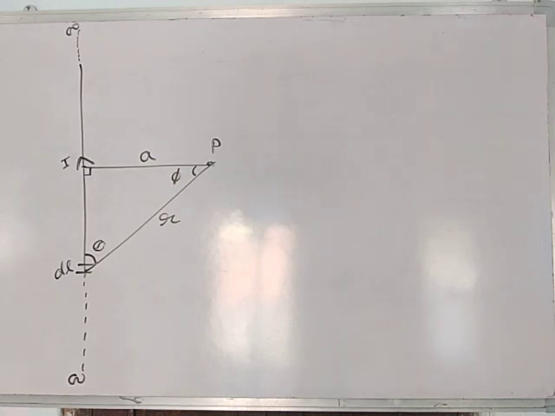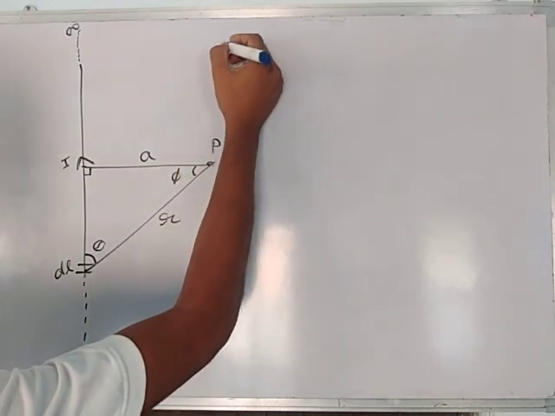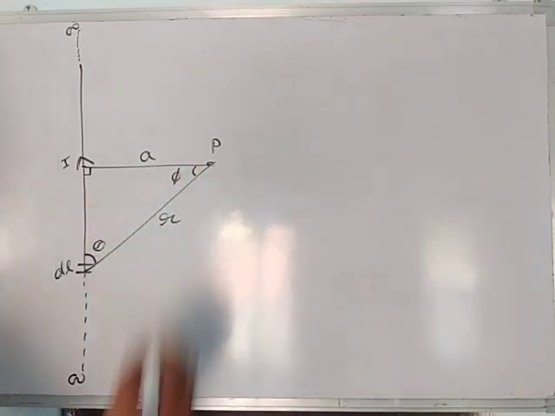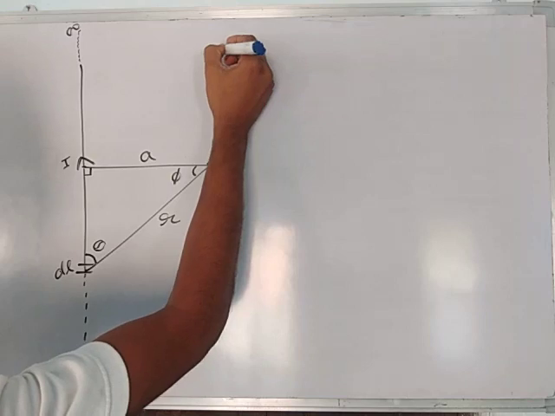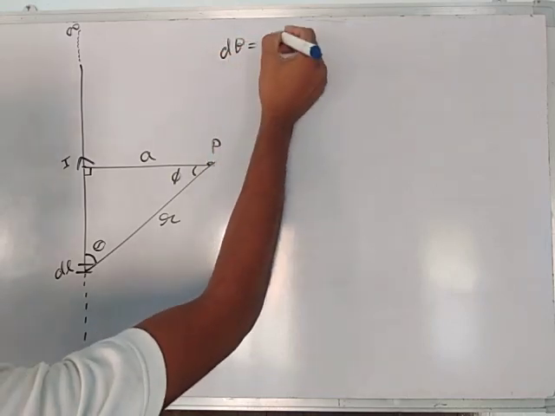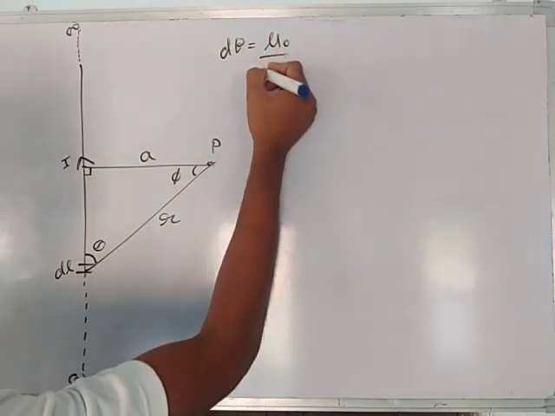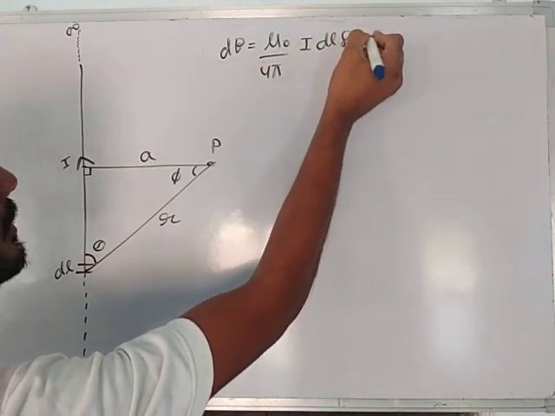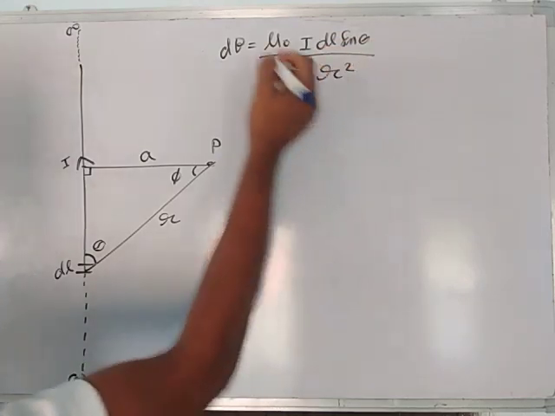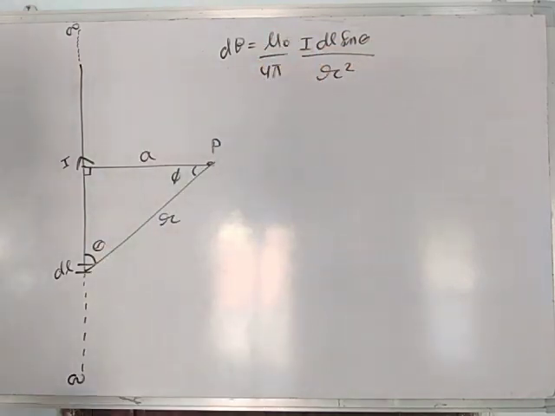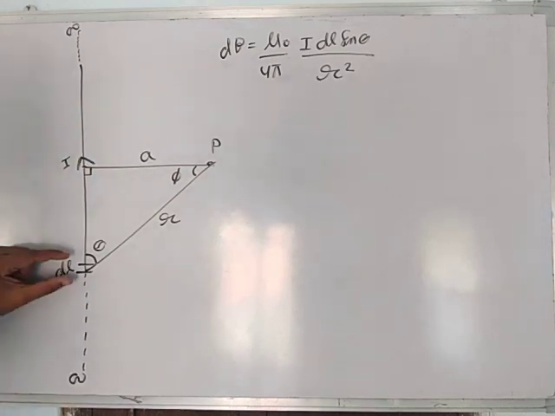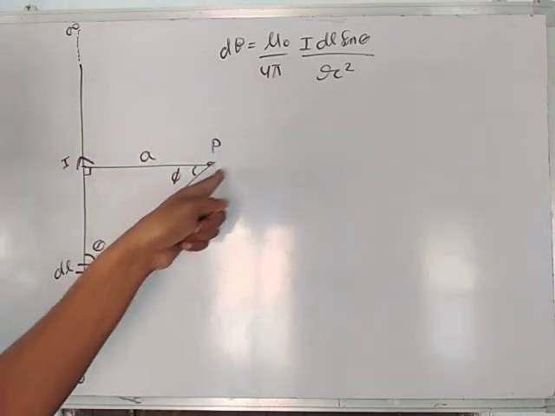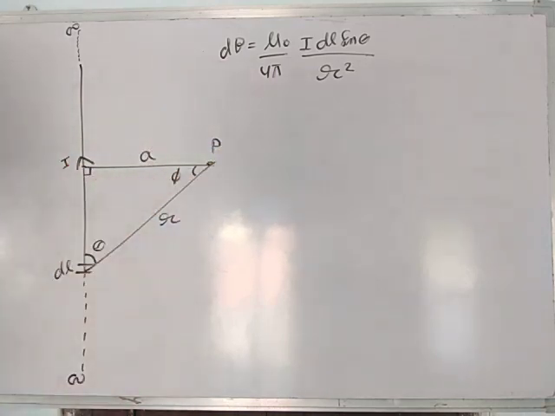Students, let us start our derivation. Magnetic field due to this small element dl at point P will be dB equal to mu naught upon 4 pi, I dl sin theta by r square. Mu naught upon 4 pi is 10 to the power minus 7. I is the current, dl is this small length, and theta is this angle, and r is the distance between dl and P.